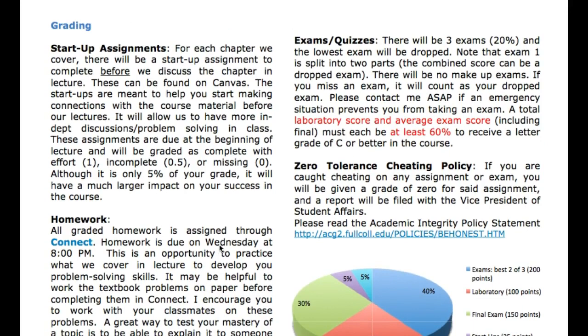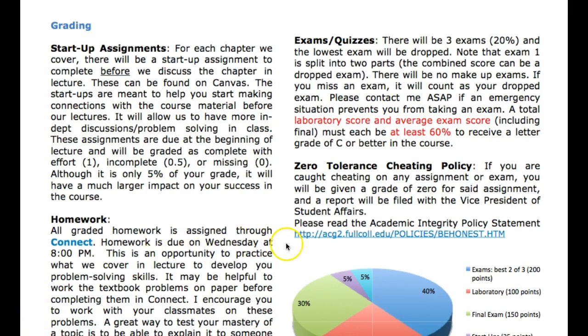We are going to have 3 exams, and one of them will be dropped, so your lowest exam will be dropped. One thing to note is that our first exam is going to be divided into 2 parts. So you have a part 1 and a part 2, and I combine the scores. But it's an opportunity for you to get an idea of how I test before it counts as a whole exam score.